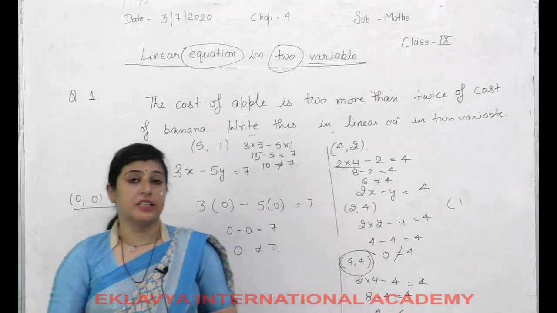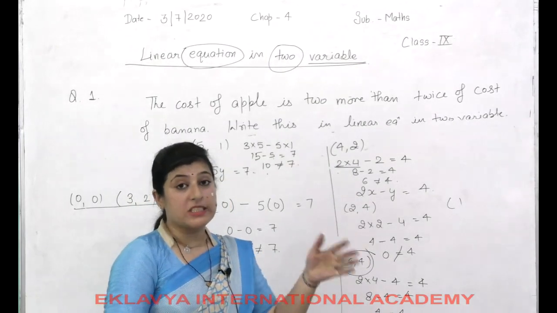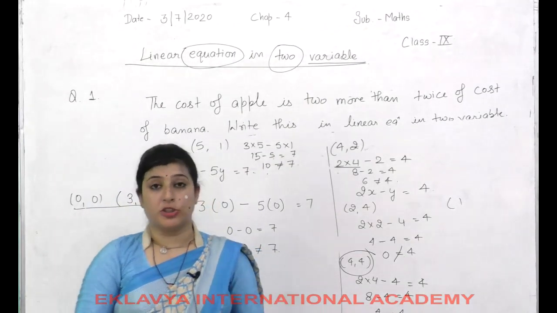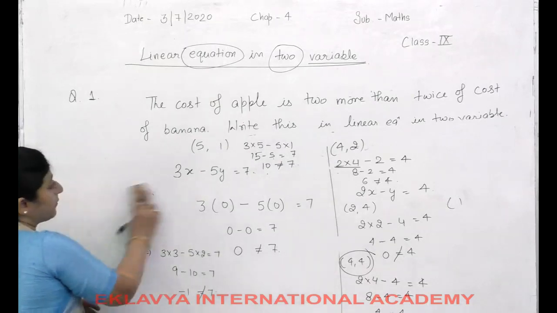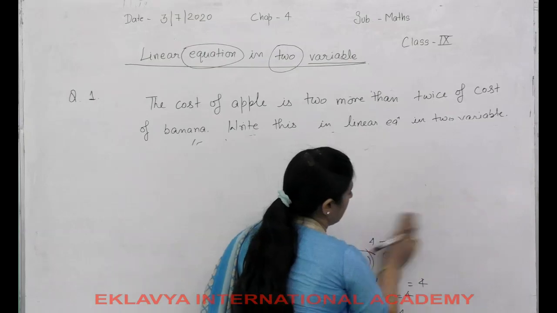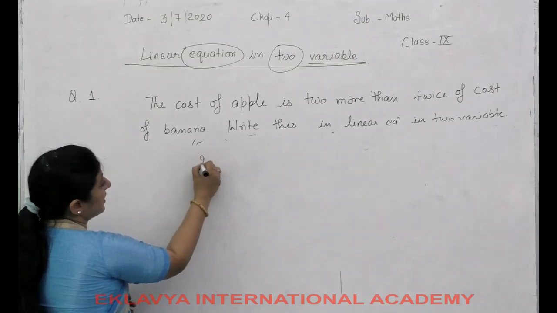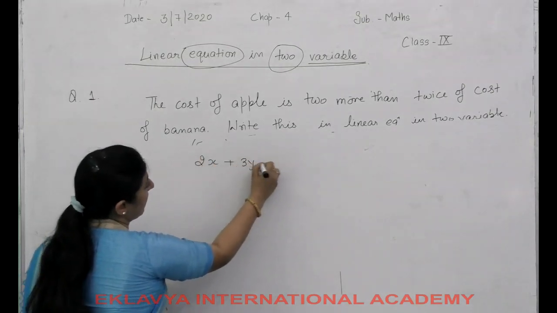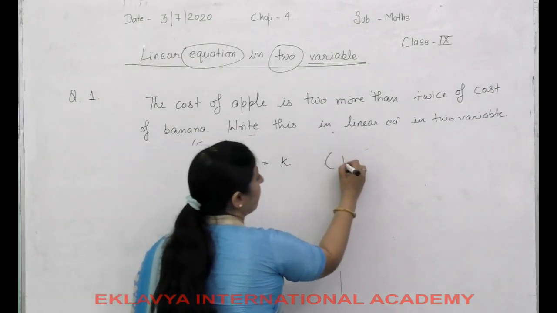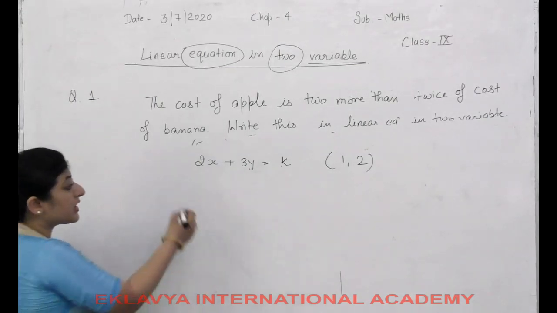This is one of the solutions, not the only solution of this equation, because a linear equation in two variables has infinitely many solutions. Now one more type of question we will discuss, where we have to find an unknown value in the given equation. It is given to you 2x plus 3y is equal to k. In this question it is given that (1, 2) is a solution of this equation. Then just put the values of x and y.